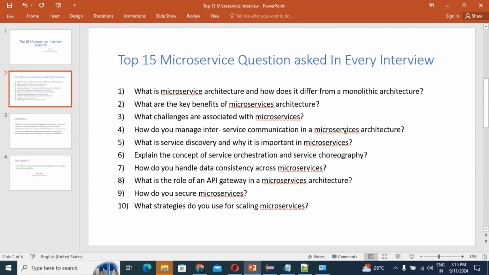Service discovery is a mechanism, just keep in mind, that enables services to find and communicate with each other in a dynamic environment. It is important because it allows services to register their availability with a service registry and enables clients and other services to discover and interact with them without hard coding service location.